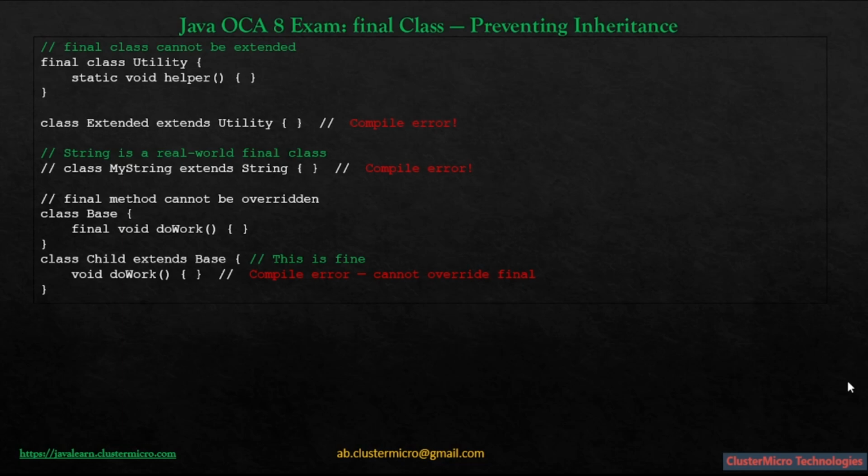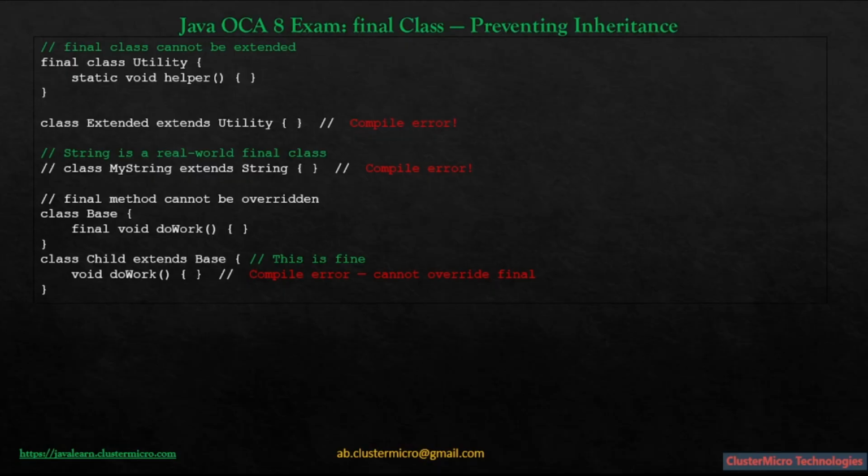Why? Because when final is applied to a class, it means that the class is complete and it cannot be extended by anyone. Any attempt to extend a class is immediately a compile time error. Okay, so Utility is final, so Extended tries to extend it and the compiler rejects it on the spot. So next we have class MyString extends String, right? So that's also a compile time error.